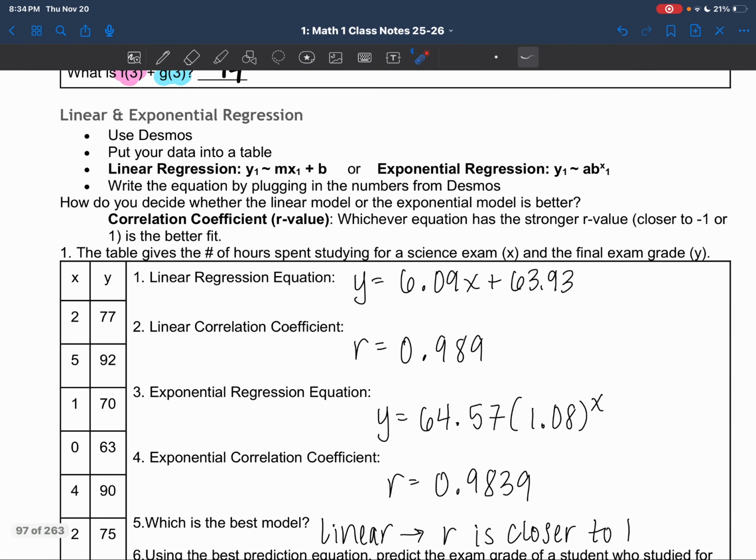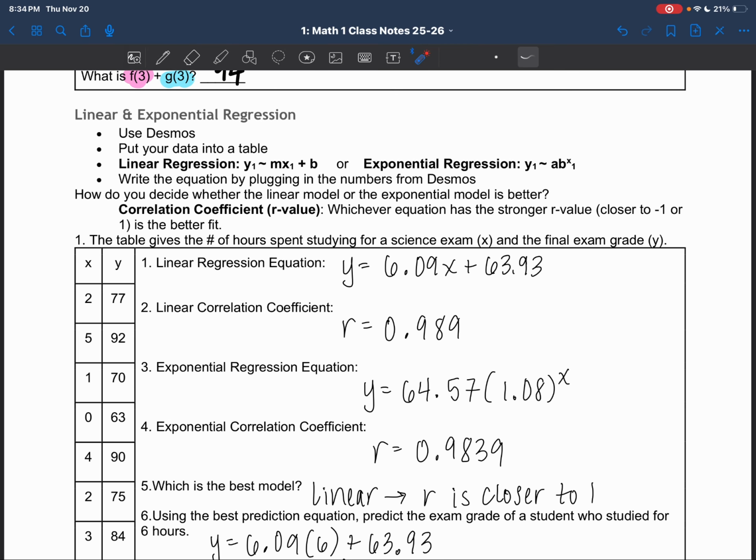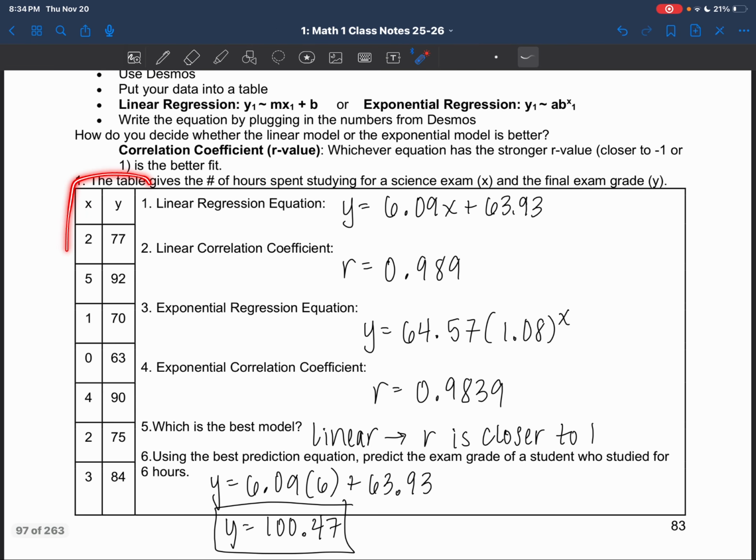All right, now we're going to talk about regression. So I'm just going to give you this first one and show you the examples, but we've already done linear and exponential regression on Desmos. And so it's just making sure you plug in your points, and then linear regression, the correlation coefficient, that's your R value. Then you have an exponential regression, and then that also has an R value. And then it says which one's the best model. That means which one is the R closer to 1.